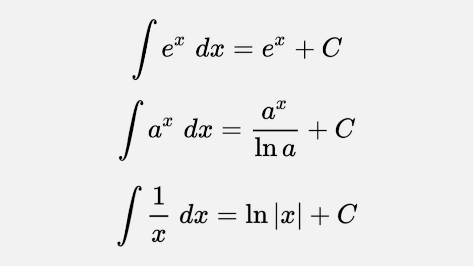One thing you might notice is that the natural log of x has an absolute value around the x. And this is because the function 1 over x is defined for both positive and negative values, whereas natural log of x is only defined for positive values. And so to make sure that this is not undefined, I need to make sure that I'm only plugging in positive values into natural log of x. And to do that, we put absolute value around the x.